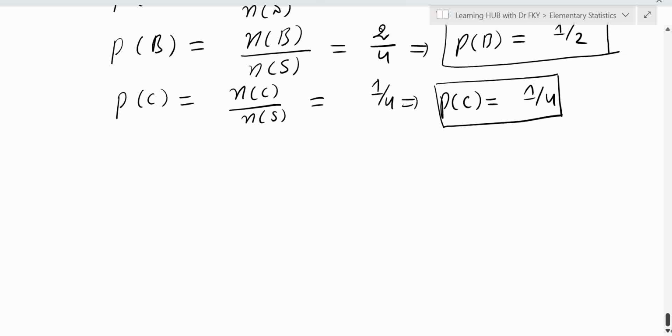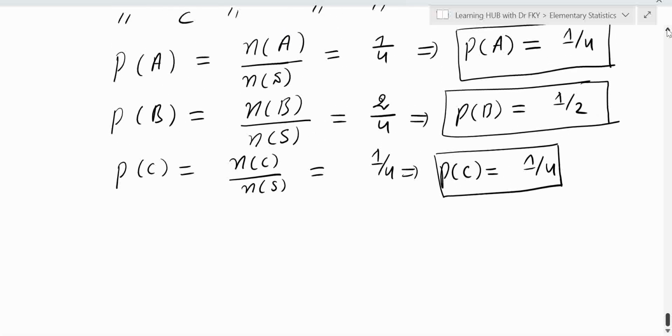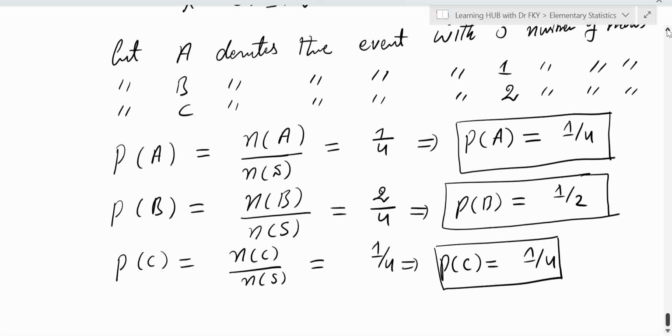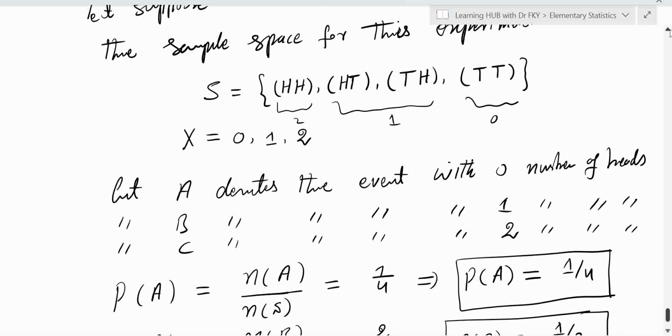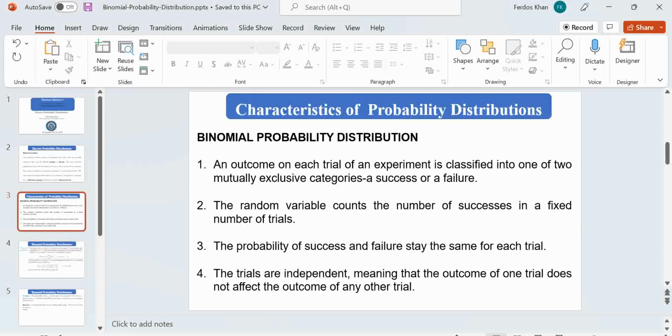Now I would like to apply the binomial probability distribution to this problem, but you need to see whether this problem satisfies the characteristics of the binomial probability distribution, which I explained earlier. The first one was that each trial should have two possible outcomes. In this experiment, each trial has two possible outcomes, head and tail. The first one is done. The second one was that the random variable counts the number of successes in a fixed number of trials.